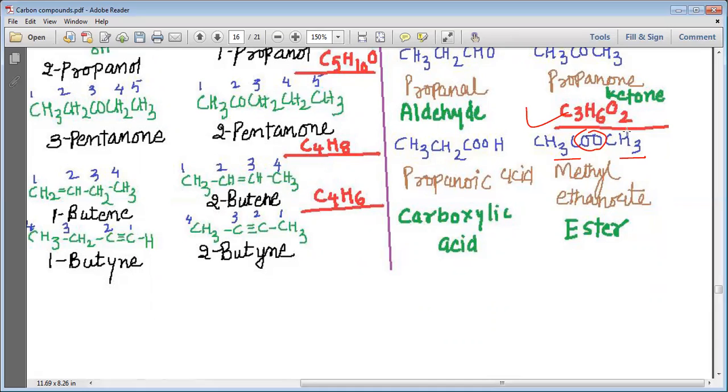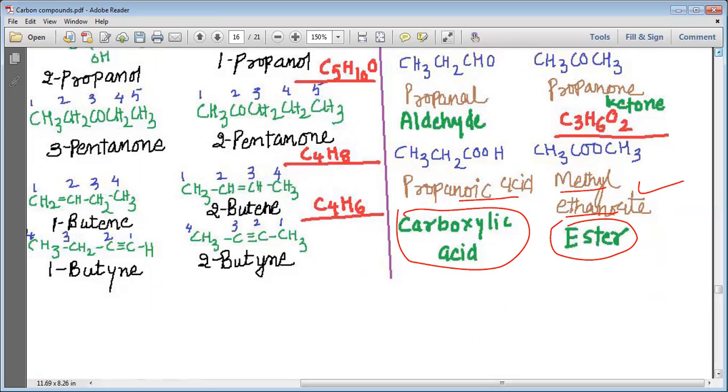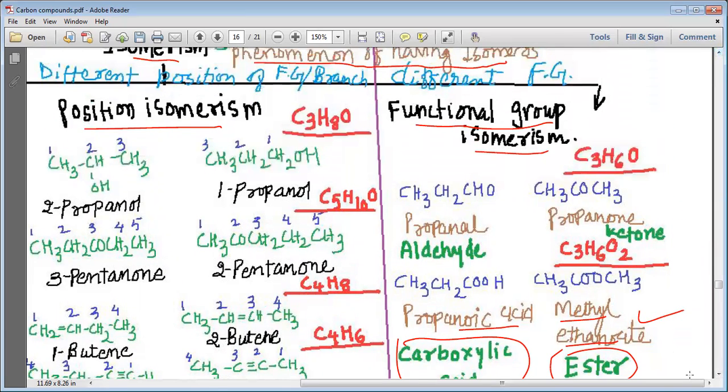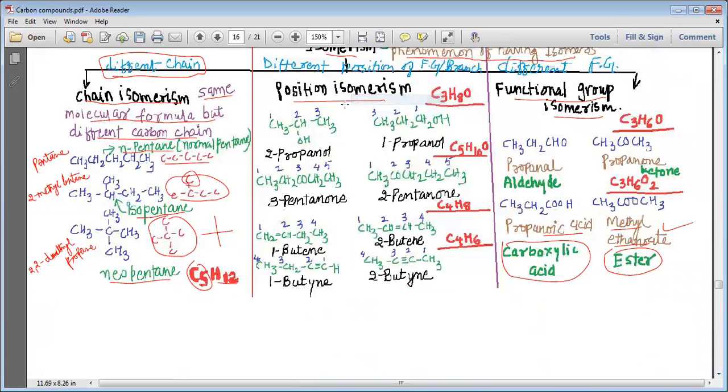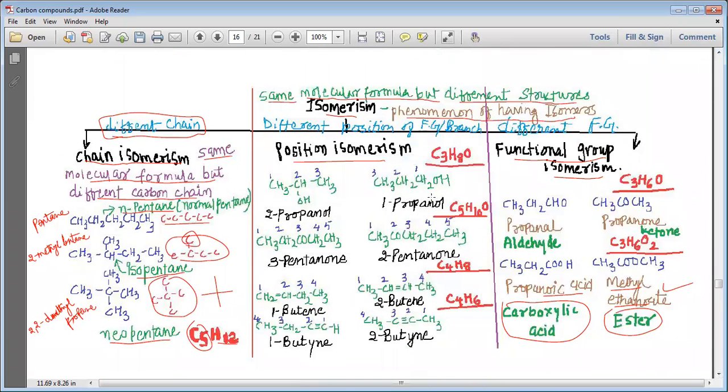But if you really look at the functional group, the functional group here is carboxylic acid, whereas the functional group here is ester, and that is why this is the carboxylic acid, which is propanoic acid, whereas this is methyl ethanoate, which is an ester, and this is how we can simply understand about the functional group isomerism. So, my dear students, this is the way we understand about the various kinds of isomerism in carbon compounds. If you have any doubt, you can ask me or you can even WhatsApp me your doubts.